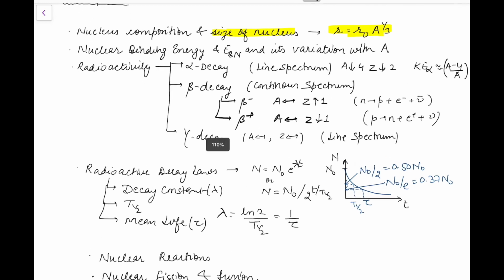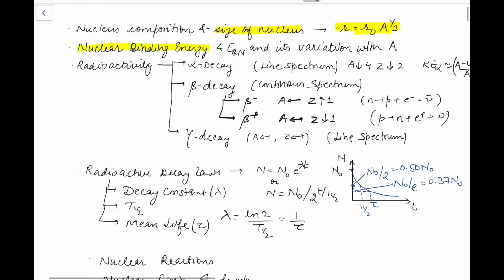Then we introduce ourselves to the concept of mass defect and nuclear binding energy, and, very important, binding energy per nucleon, which is our measure to check whether a nucleus is more stable or less likely to be stable, and its variation with A, that graph that you remember even for your board examinations. Then we have radioactivity: how an unstable nucleus tries to attain stability.